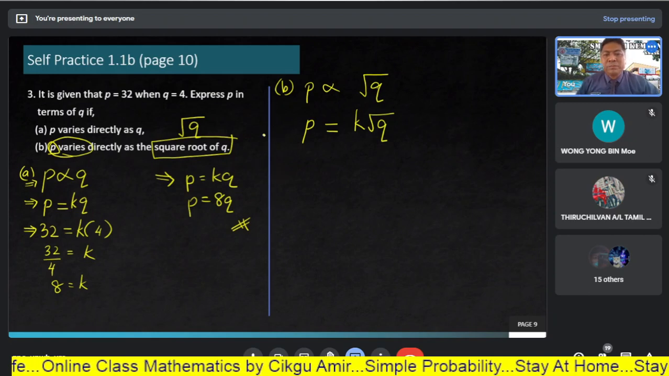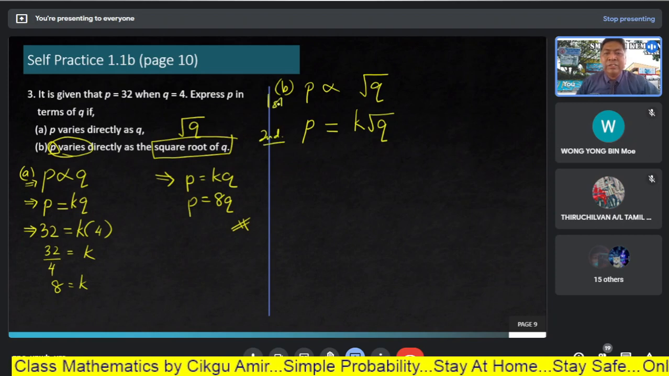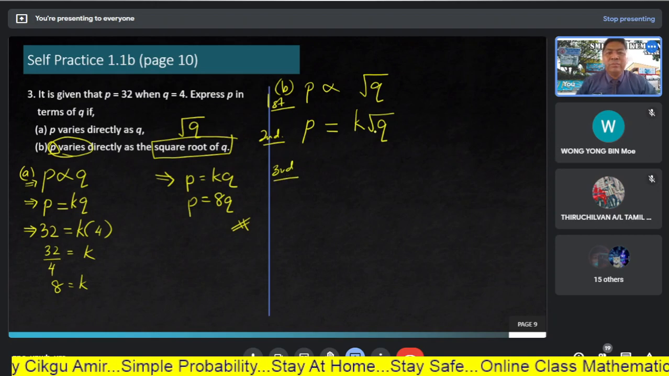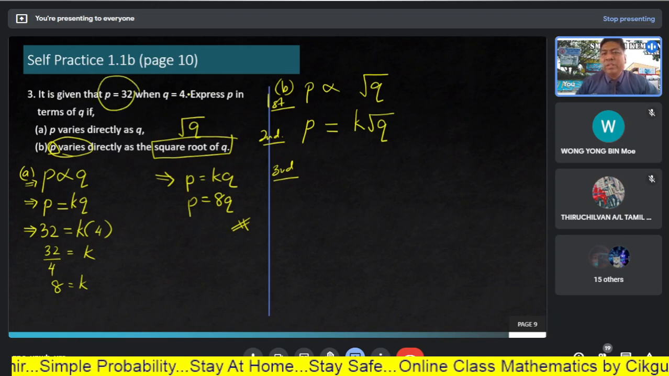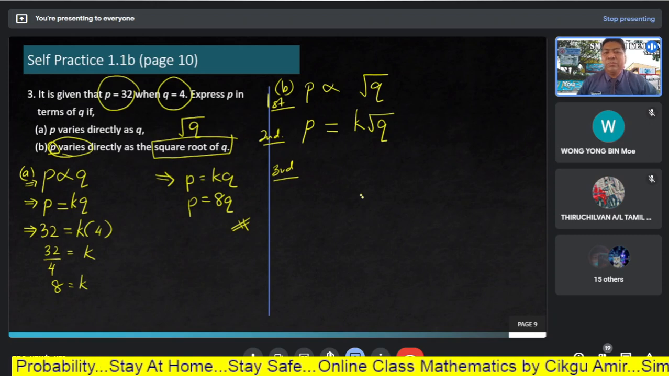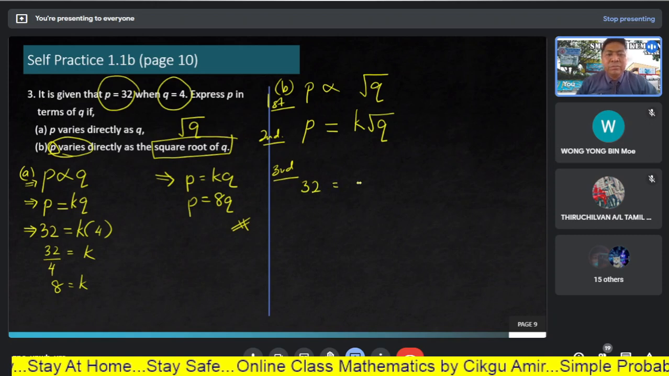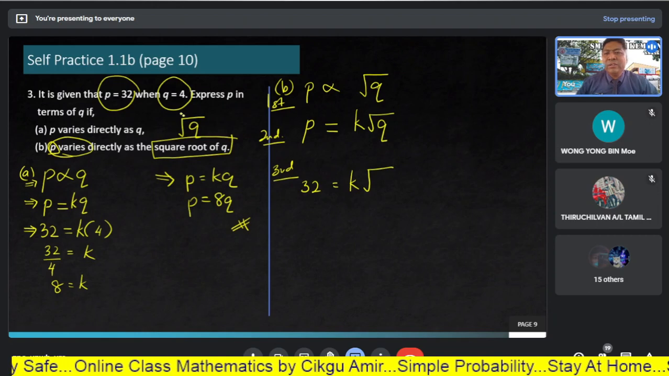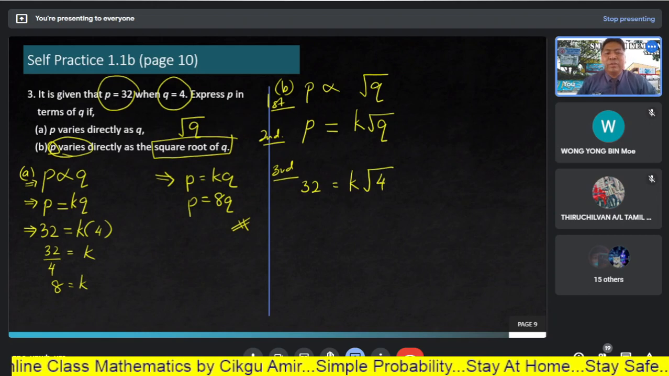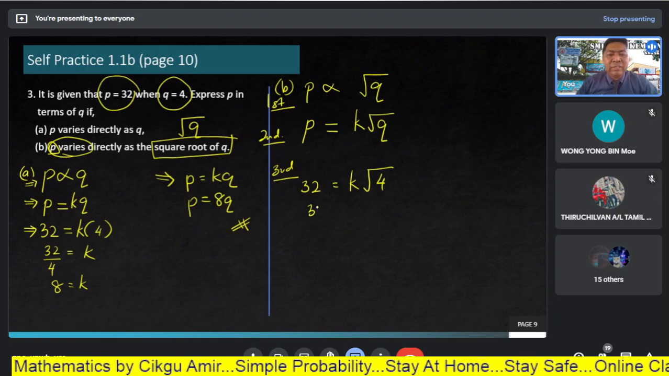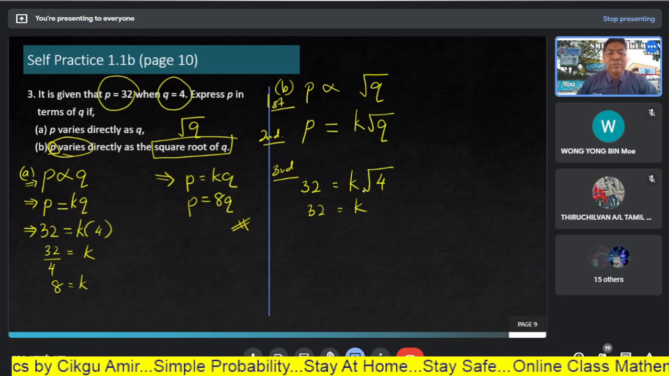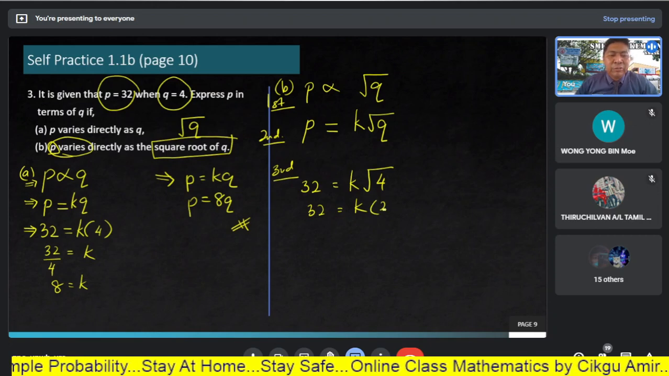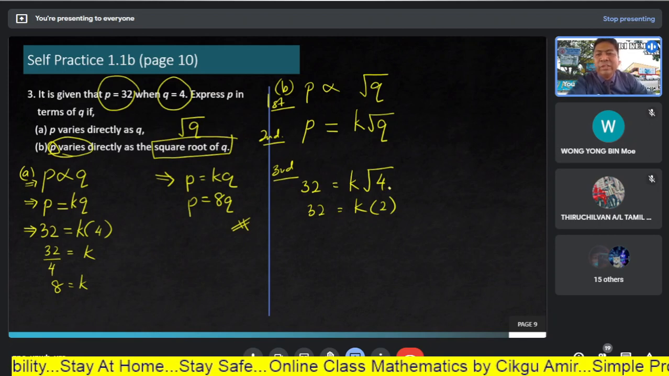Third step, substitute. Which value? Ambil lagi value yang sama. P equal to 32, Q is 4. K, no value yet. Square root of Q, Q now is 4. Let's put 4 in the equation: 32 equal to K square root of 4. Square root of, punca kuasa 2, 4, kita dapat 2. Using your calculator, square root of 4 is 2.